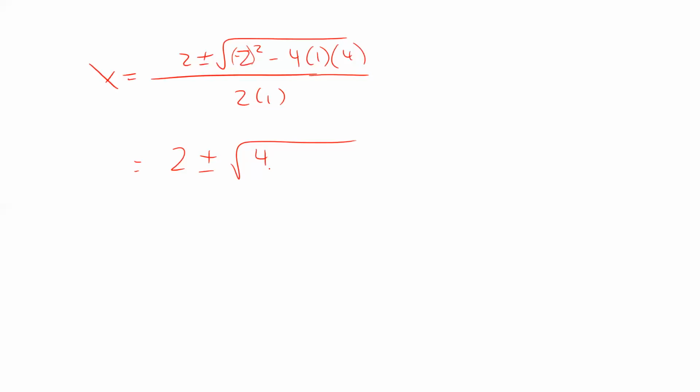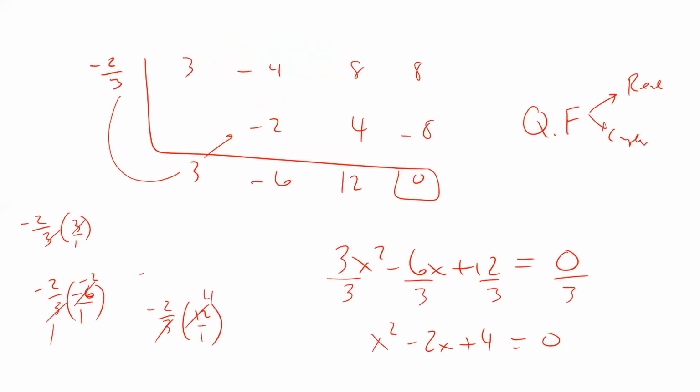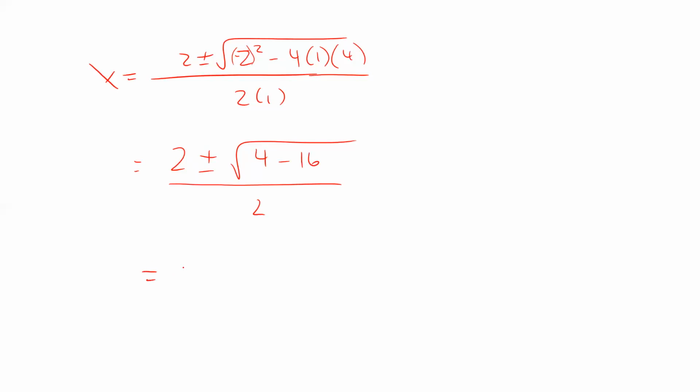So that's going to be 4, that's going to be 16. That gives you a negative inside the radical, so that's not going to be part of our answer. Perfect. That's what I want to get to here. Once you get to this little step right here, you see this little negative inside the radical.